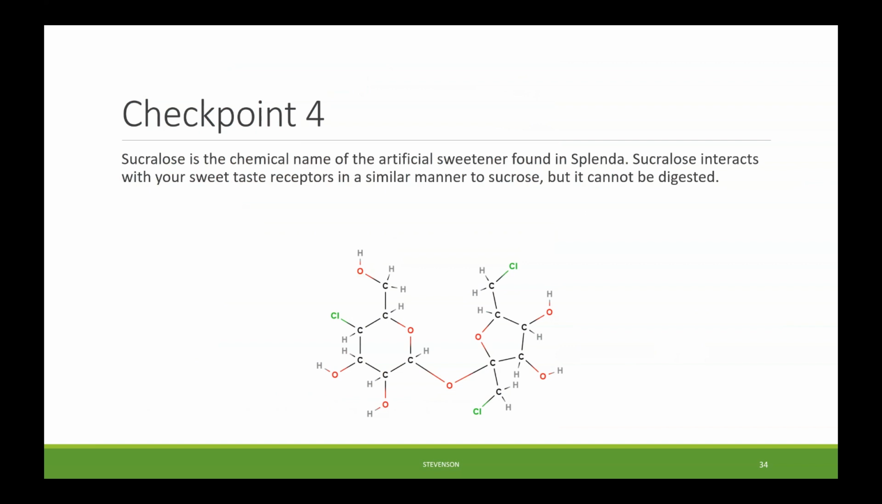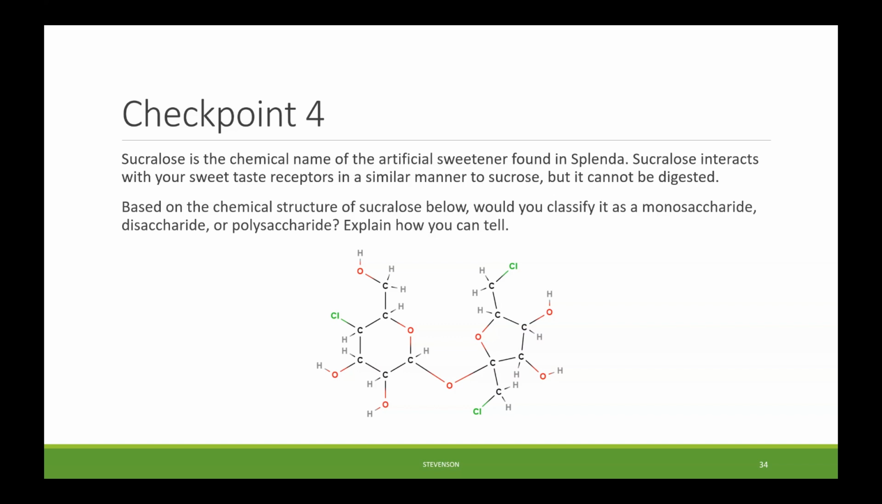And here you can see the chemical structure of sucralose. And based on what you've seen as we learned about carbohydrates, would you classify sucralose as a monosaccharide, disaccharide, or polysaccharide? And explain how you can tell.